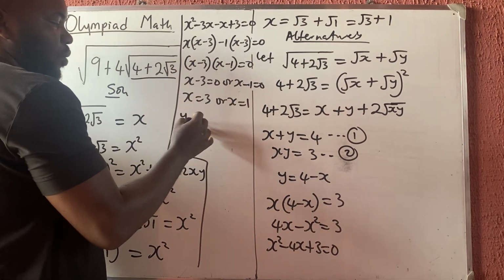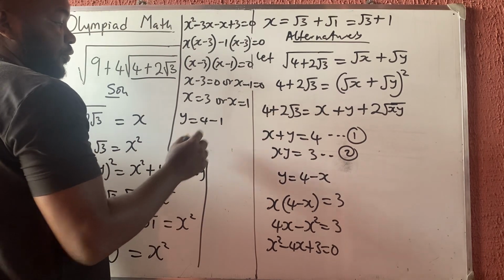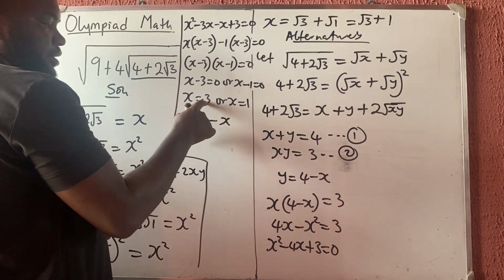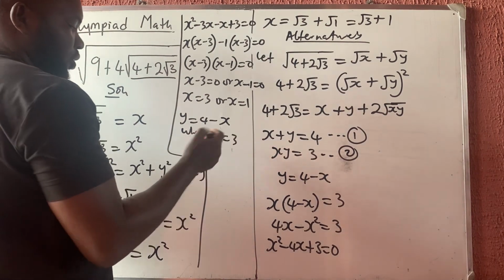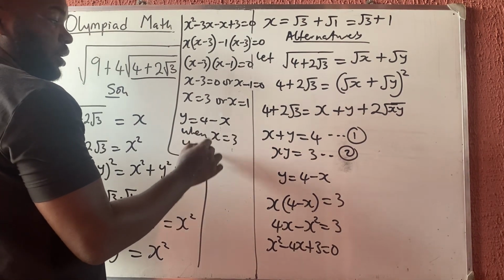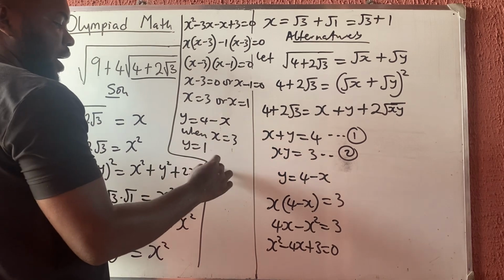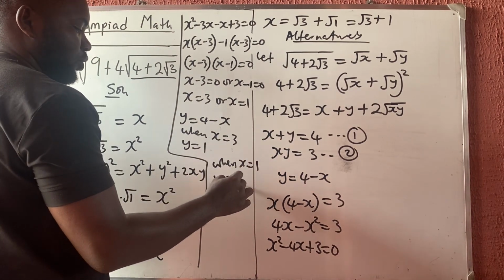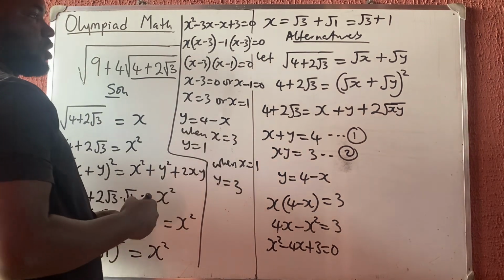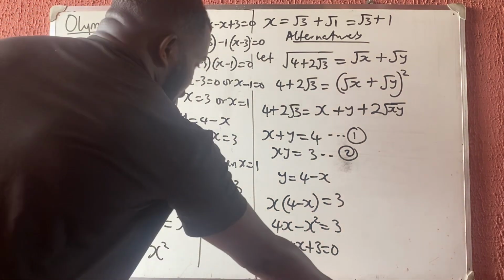Now for y, we said that y is equal to 4 minus x. So when x is equal to 3, automatically you are seeing that y is equal to 1. That is 4 minus 3. And when x is equal to 1, automatically you are seeing that y is equal to what? 3. That is 4 minus 1, which is 3. Okay, so that is the second method of getting it.